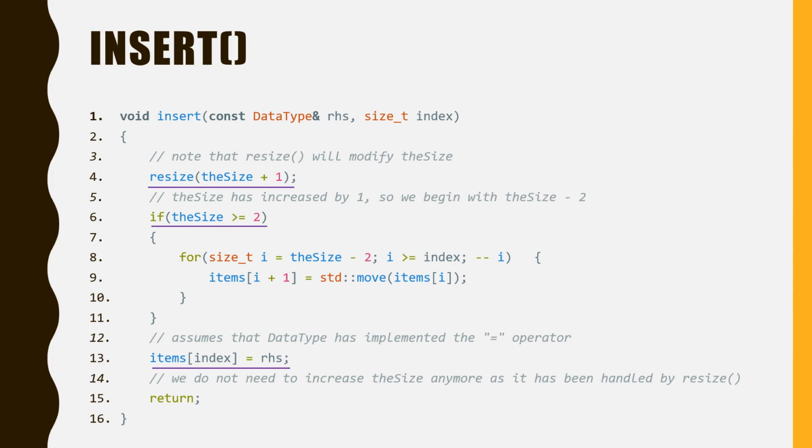If that's the case, we will then use the code block from line 8 to 10 to move forward all data elements after the insertion index by one memory block. And after that, we place the new data element to its designated location in the array in line 13.